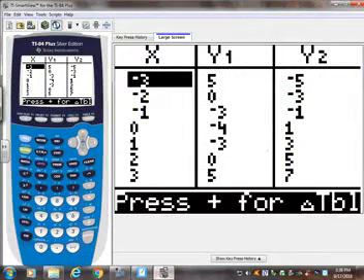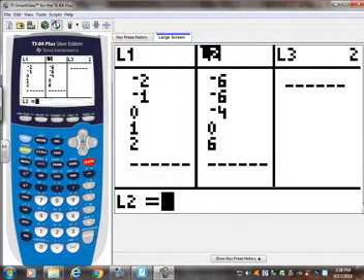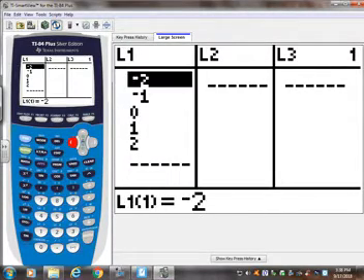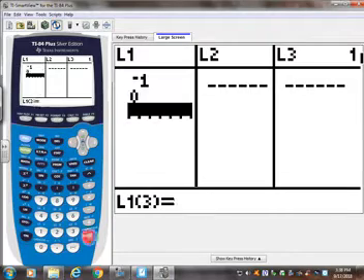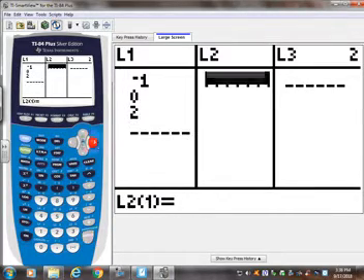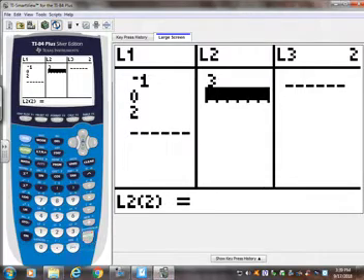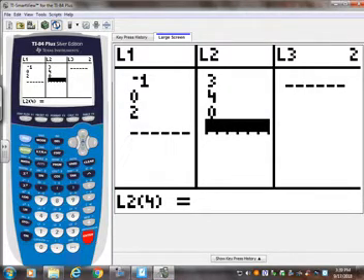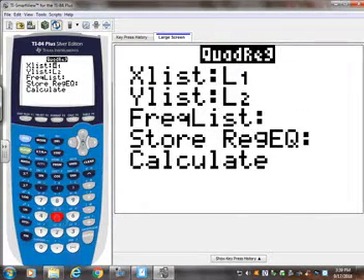All right, so here we're going to go to stat edit. And I don't know how many points are in here, so I'm just going to go ahead and delete what I've got. So it was negative 1, 0, and 2 were my x's. Now I've got to go back and see what I had. Negative 1, 0, and 2. 3, 4, 0. So then we're going to stat calc quadratic because we want the quadratic equation.